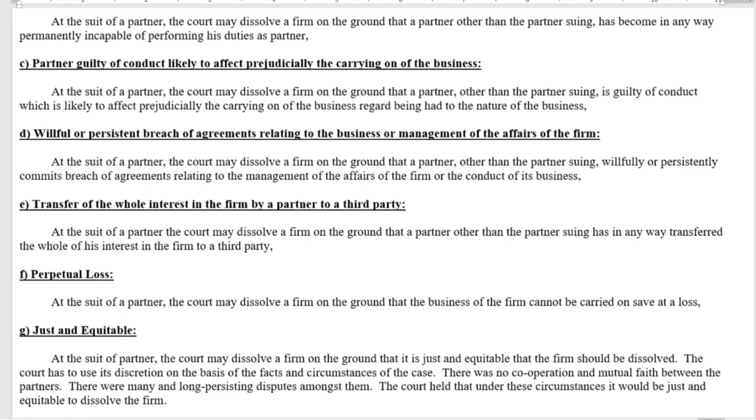So under these headings the court may grant the dissolving of the partnership firm. So at the suit of a partner, the court may dissolve a firm on the ground that it is just and equitable that the firm should be dissolved. So on the ground of just and equitable, the court may order the dissolving of the partnership firm.